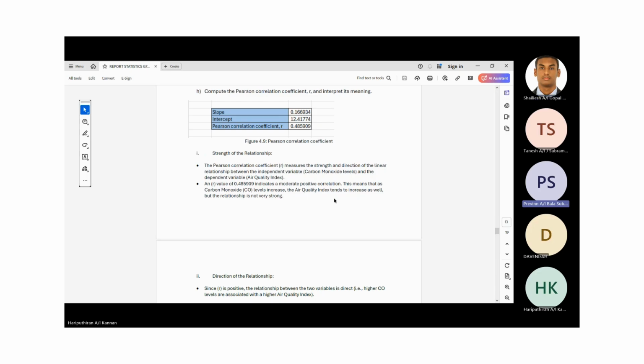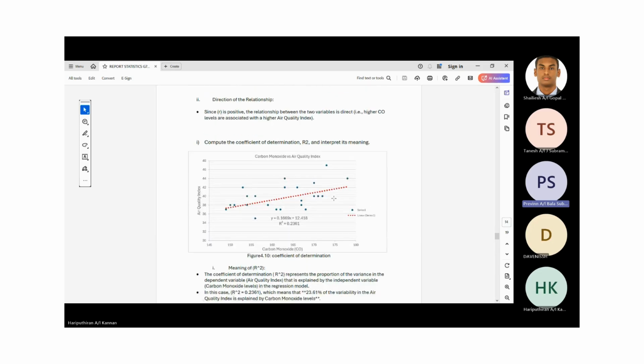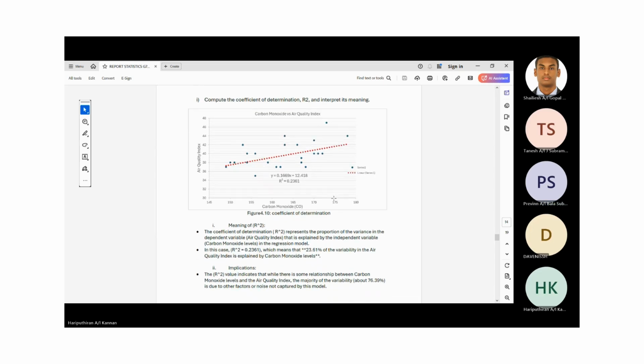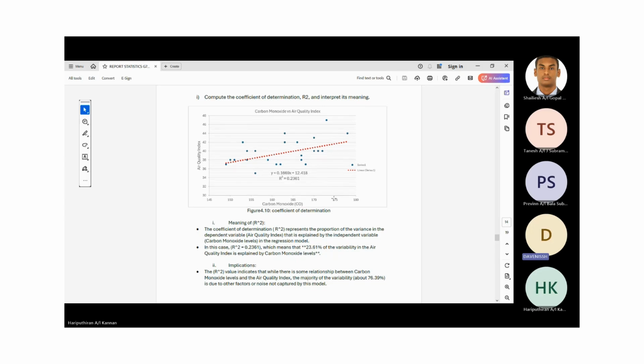So the second question is, what does the coefficient of determination indicate about the regression model's predictive power? Hi, my name is Devinish Analaki Kanirabani, metric card number DE210015. Based on the question, the coefficient of determination R squared, 0.2361, indicates that only 23.61% of variability in the air quality index can be explained by carbon monoxide level in the regression model.